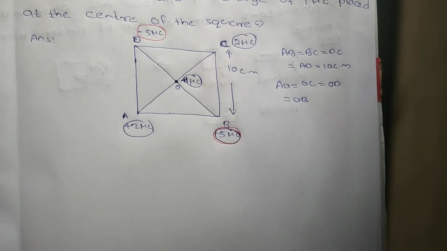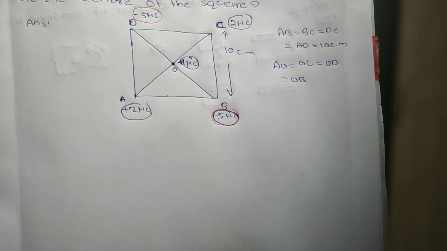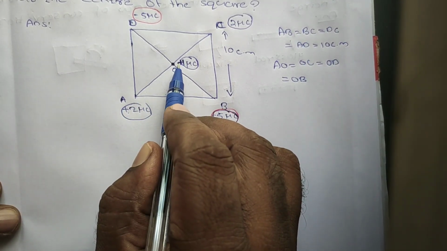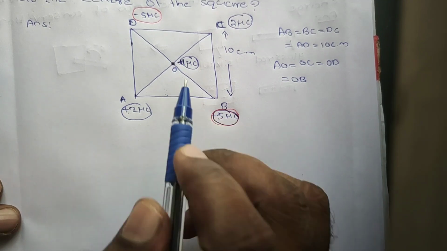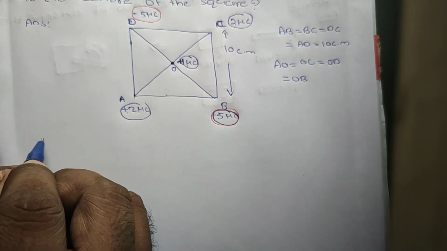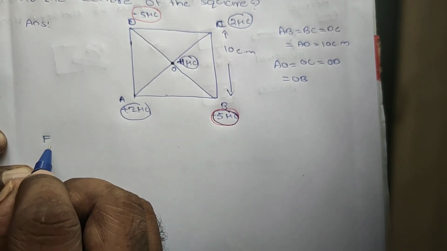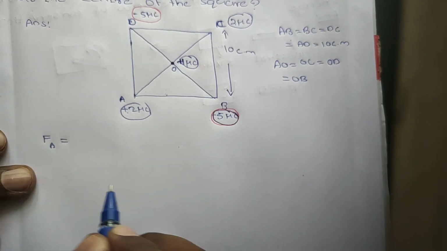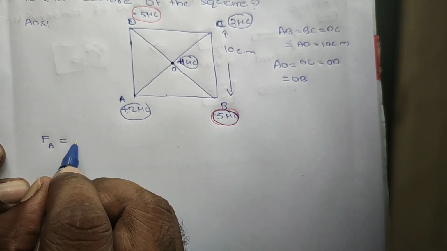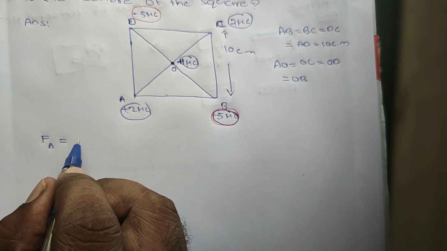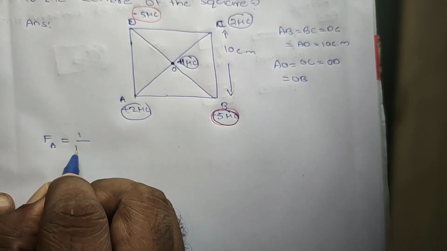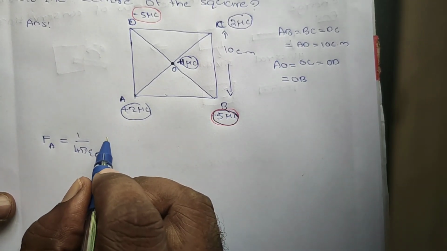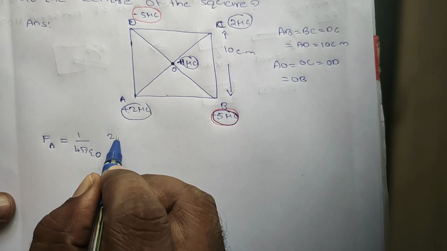So we will find the force acting on the plus 1 microcoulomb due to the plus 2 microcoulomb. I will consider the force acting on O due to A as FA. FA we will get based on Coulomb's force. Coulomb's force is equal to 1 by 4 pi epsilon naught Q1 Q2 divided by R square. Here Q1 is 2 microcoulomb.